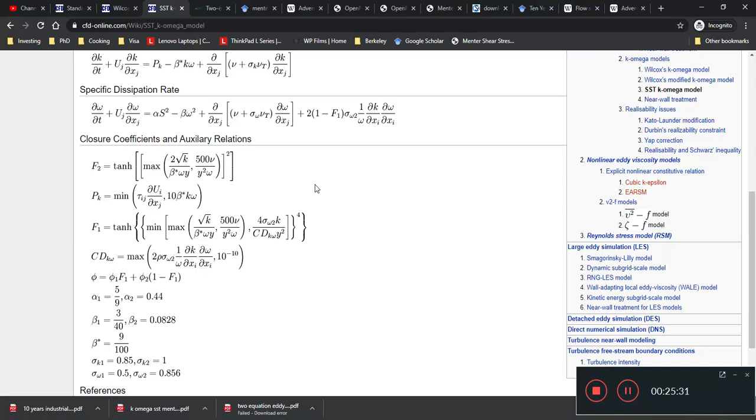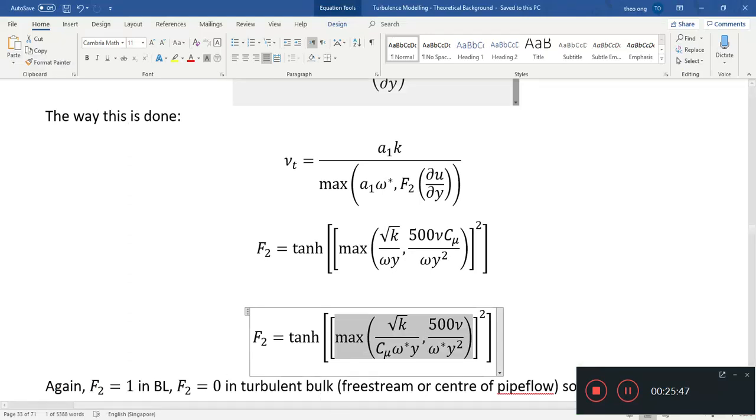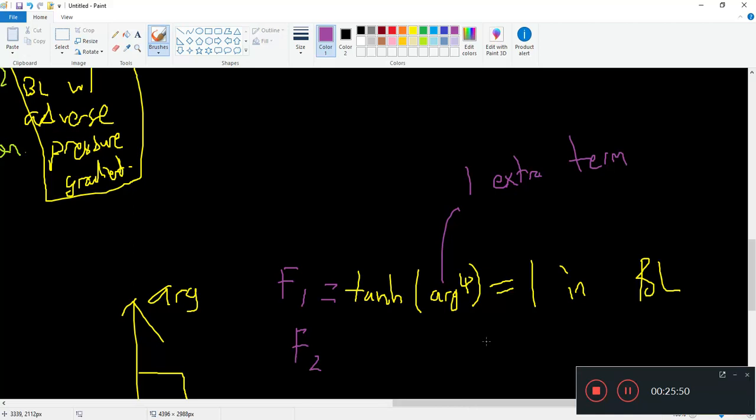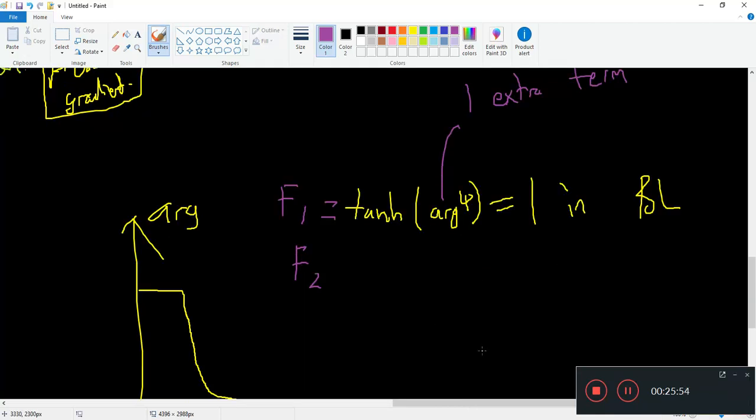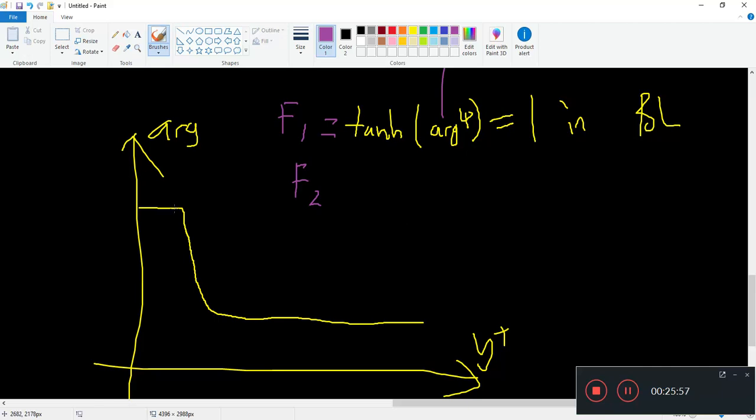So the argument here is that you have a 2 here, which doesn't really matter too much. The behavior is still more or less the same. It's just a matter of scaling, of where this starts and where this ends. Because anyway, the general shape is like that. Long story short, you have a hyperbolic tangent of the argument squared, and this will be equal to 1 in the boundary layer.